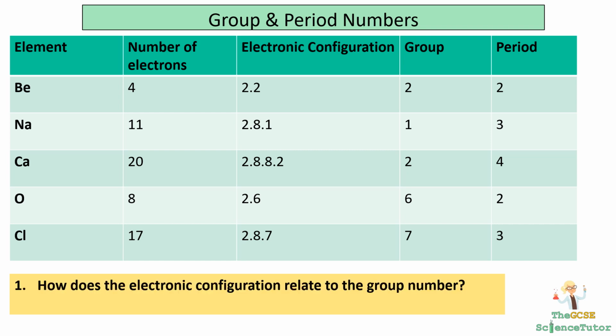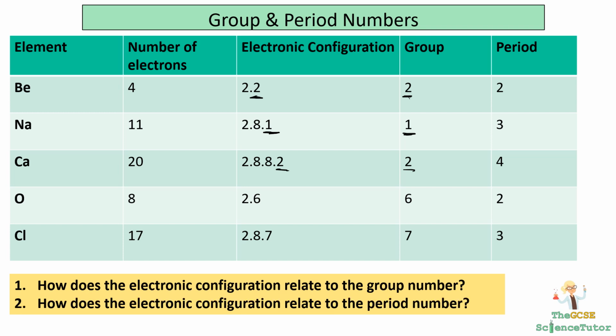Now let's see if you can relate the electronic configuration to the group number. You may notice a pattern. Pause the video now and see if you can work it out. Well, if you take each of the final numbers of the electronic configuration, you will notice that they are in fact the same as the group number. For example, 2 and 2, 1 and 1, 2, 2, 6, 6, 7 and 7. So in fact, the number of electrons in the outer shell of an atom is equal to the group number.